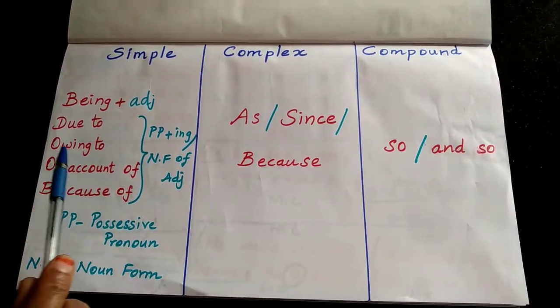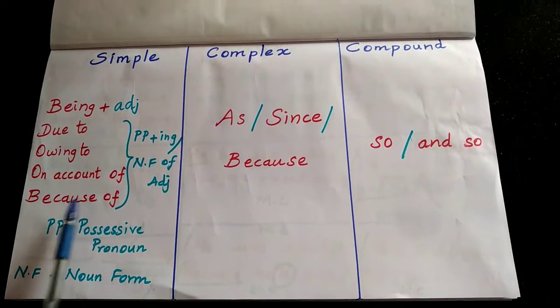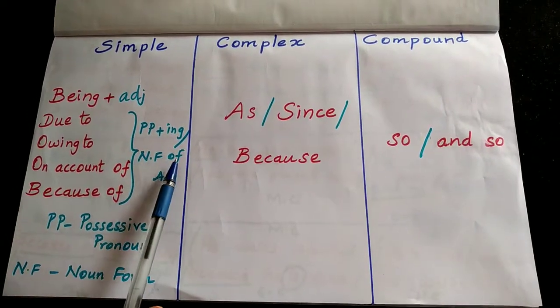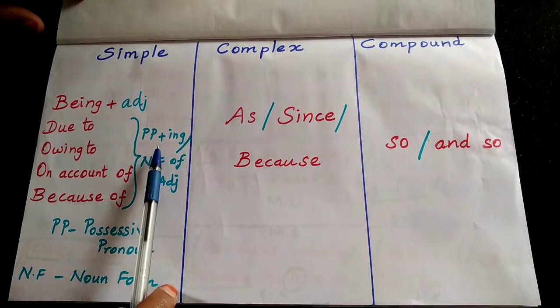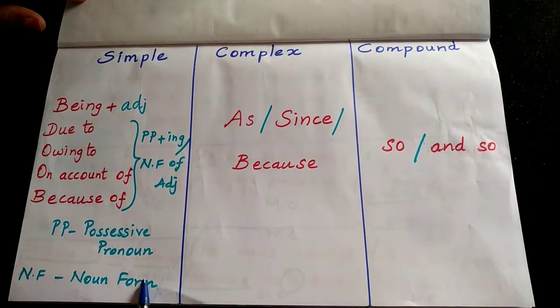See the rule here. With these prepositions due to, owing to, on account of, because of, we are writing PP plus ing, noun form of adjective. PP is nothing but possessive pronoun, ing is the ing form of verb, and NF is the noun form of adjective.